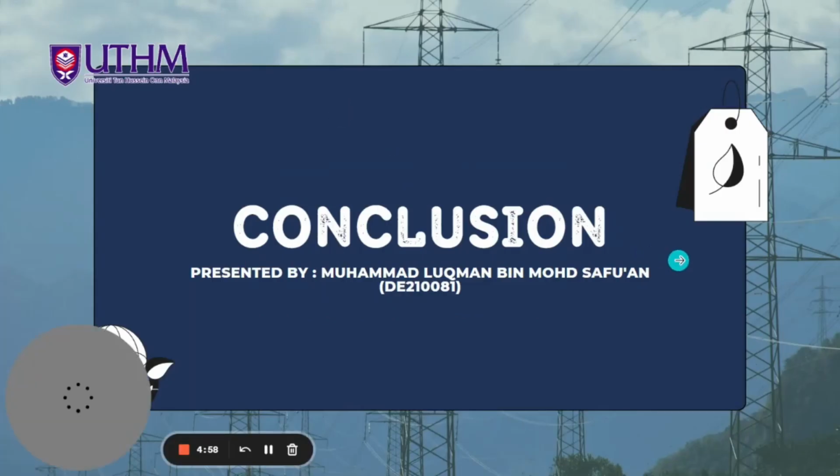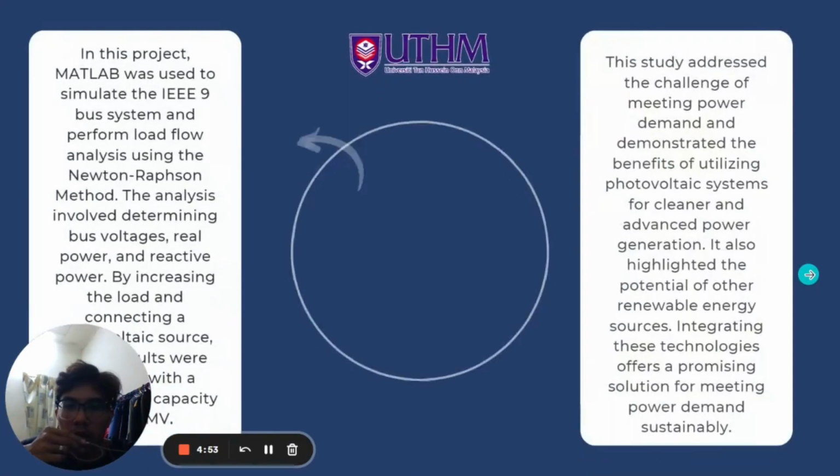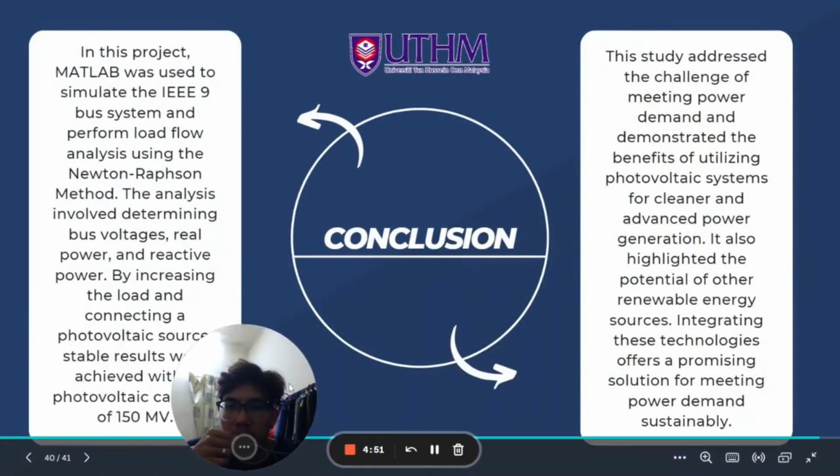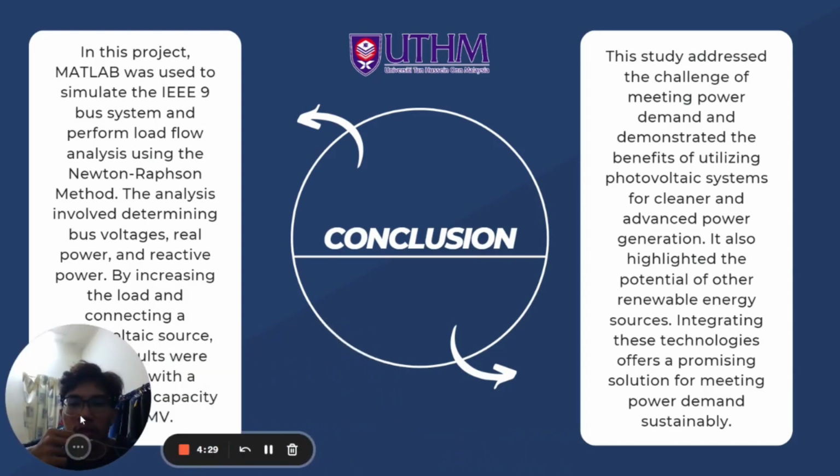Now I will continue with the next part, which is the conclusion. For the conclusion, in this project, MATLAB was used to simulate the IEEE 9 bus system and perform load flow analysis using the Newton-Raphson method. The analysis involves determining bus voltage, real power, and reactive power. By increasing the load and connecting a photovoltaic source, stable results were achieved with the photovoltaic capacity of 150 megawatt.